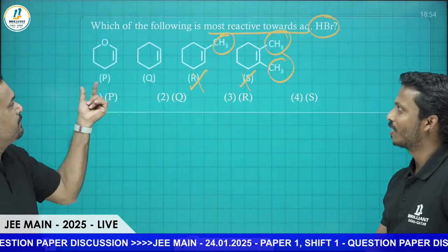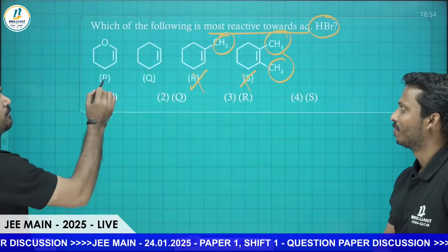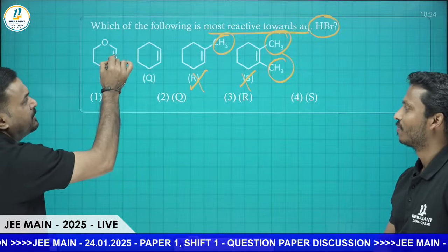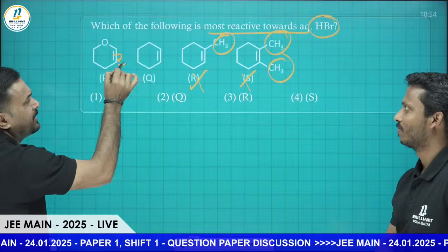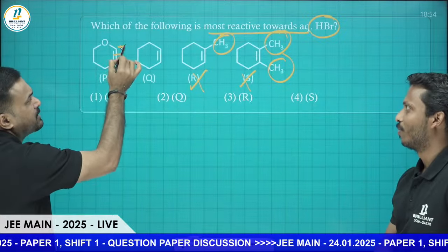Then we look at more stabilization. So here, in case of P, if the double bond breaks, then the electron is gained by this carbon, meaning here is the negative charge. Then where here is positive, the plus charge will come.